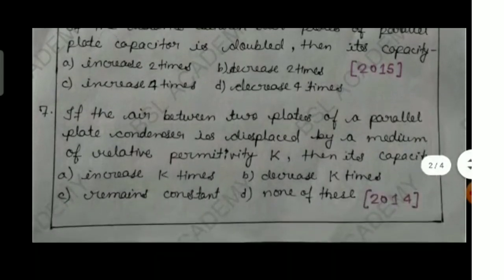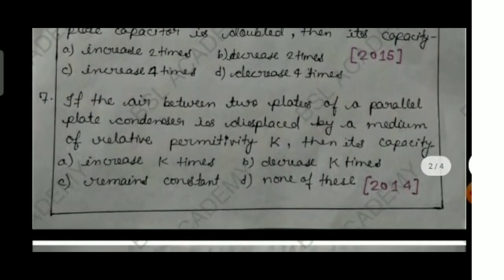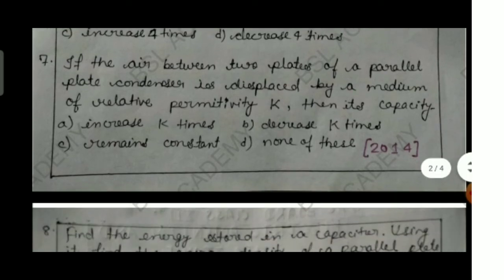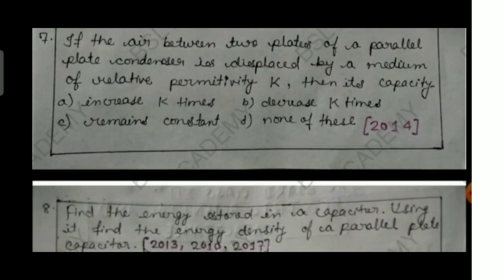Next question. If the air between two plates of a parallel plate condenser is displaced by a medium of relative permittivity K, then its capacity: option A, increases K times; option B, decreases K times; option C, remains constant; or option D, none of these. This was asked in 2014.